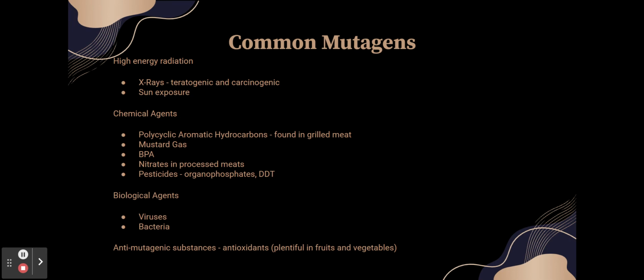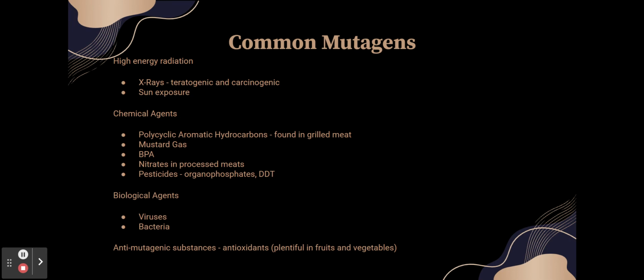Bisphenol A, BPA. I might be saying the P wrong and kind of drawing a blank on that. But BPA is found in a lot of plastics, and it does have mutagenic effects. Nitrates in your processed meats, bacon, hot dogs, people love them, but they are in amounts enough to cause changes in the DNA. They can cause cancer. They are carcinogenic.